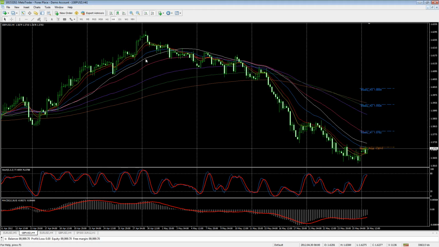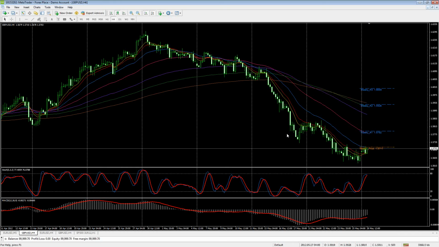Basically, except for the white moving average, which is a 35 simple moving average, all the other moving averages here are exponential moving averages. Let me just remove the 35 first. These are all exponential moving averages. You can add or remove some of them. Again, it's up to you, but I just want to show you the general idea of moving averages.